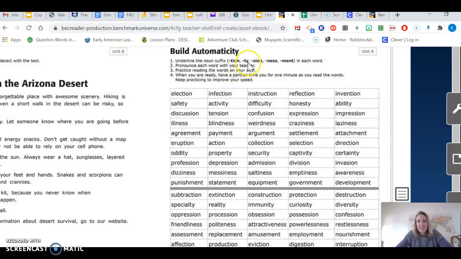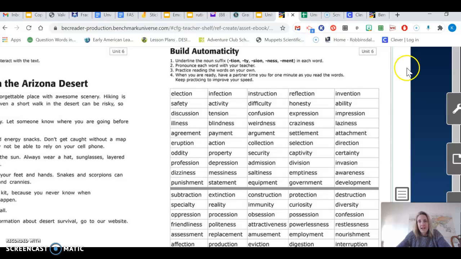Then we have T, and notice difficulty, honesty, and then there's another way to write shun. So if you look at confusion or tension, you can see that suffix being used. And then the next one is ness. So blindness has the suffix ness. See if you can find another one to circle. And then the last one is meant. So look for at least 2 with that suffix as well.